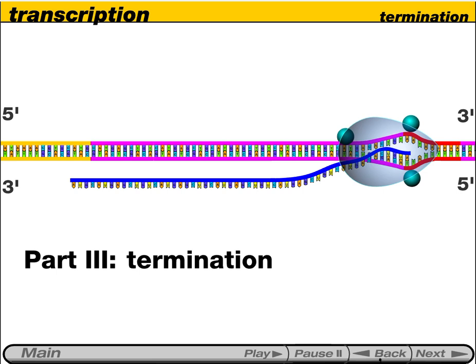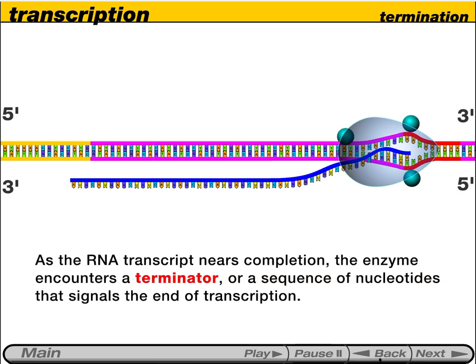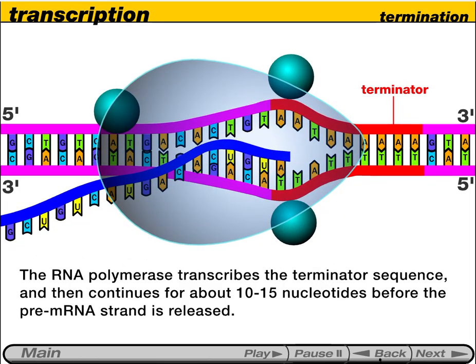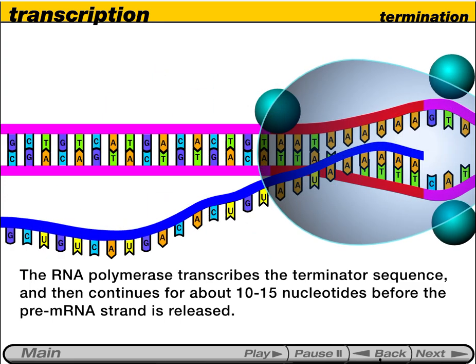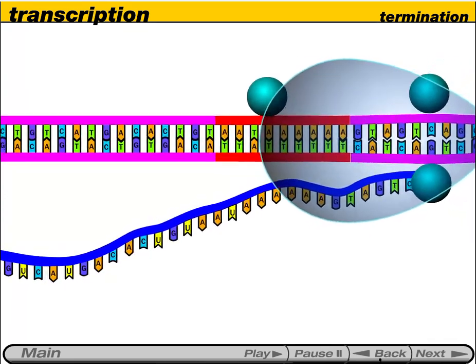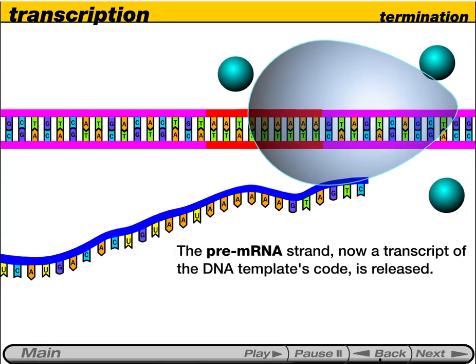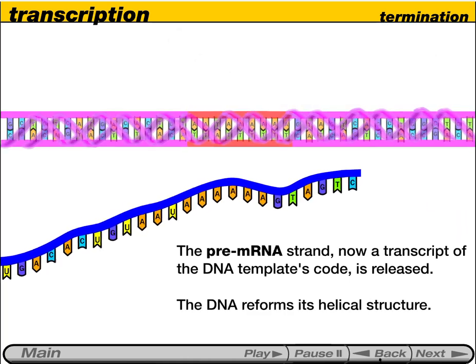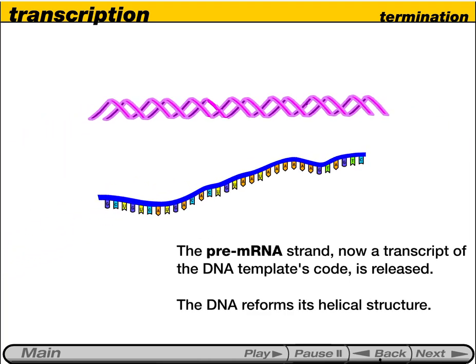Part 3. Termination. As the RNA transcript nears completion, the enzyme encounters a terminator, or a sequence of nucleotides that signals the end of transcription. The RNA polymerase transcribes the terminator sequence and then continues for about 10 to 15 nucleotides before the pre-mRNA strand is released. The pre-mRNA strand, now a transcript of the DNA template's code, is released. The DNA reforms its helical structure.